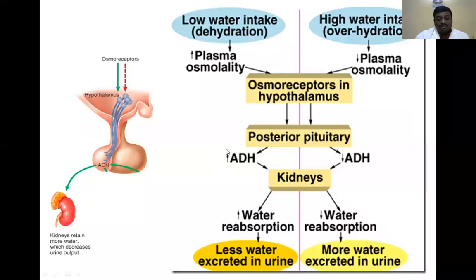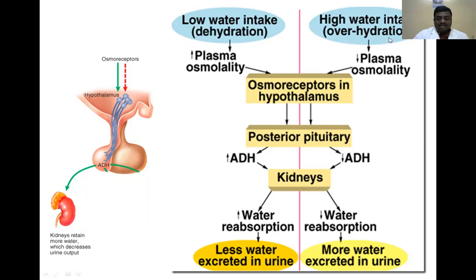So when antidiuretic hormone in the blood is increased, it is immediately transferred to the kidney. In the kidney it reaches the renal tubule, where water reabsorption takes place, and less water is excreted into the urine. Okay, this is dehydration automatic control.